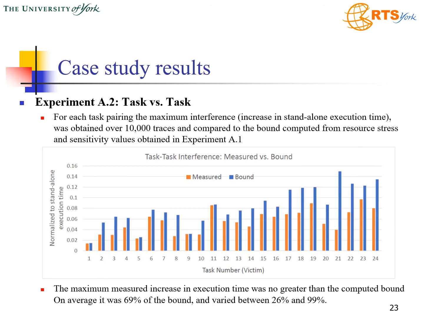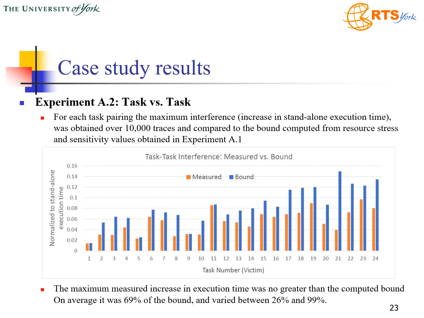In the second case study experiment, we ran task versus task. For each task pairing, the maximum interference, that is the increase in standalone execution time, was obtained over 10,000 traces and compared to the bound computed from the task resource stress and task resource sensitivity values obtained in the previous experiment. So the graph here shows the maximum measured interference versus the bound for each of the pairs of tasks.